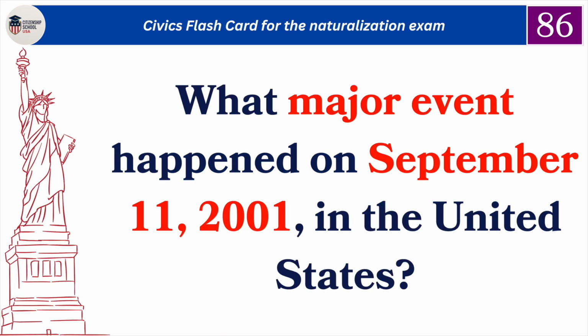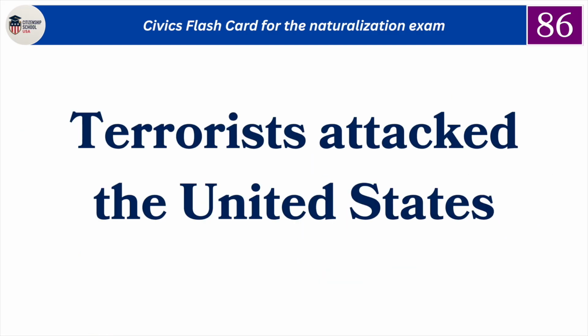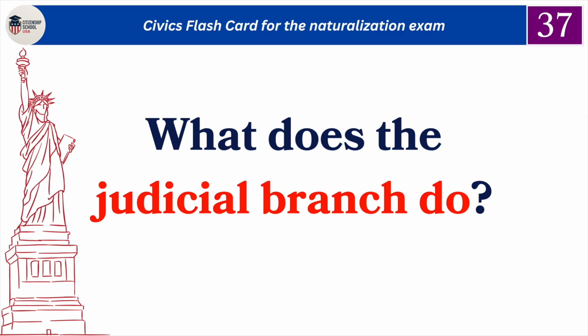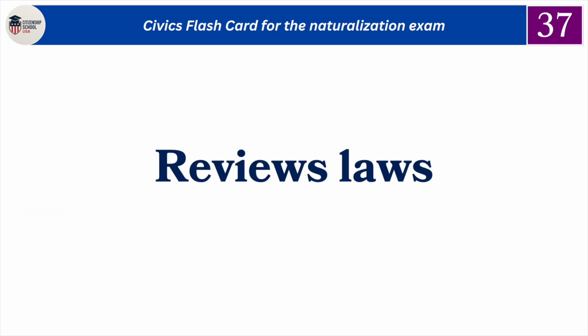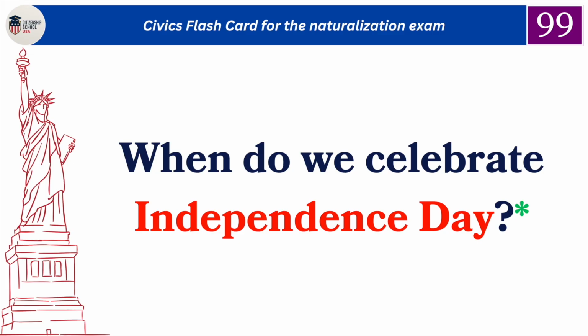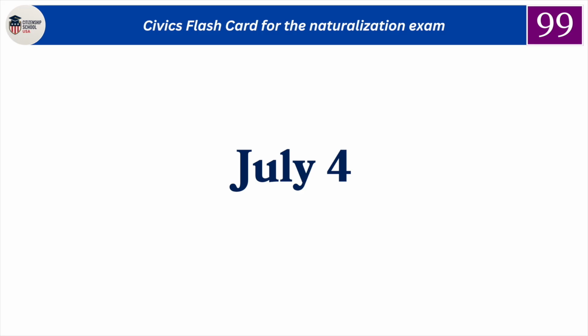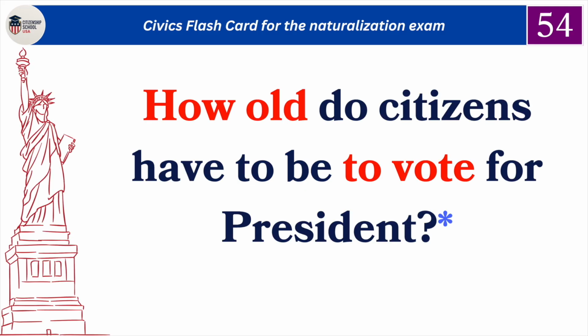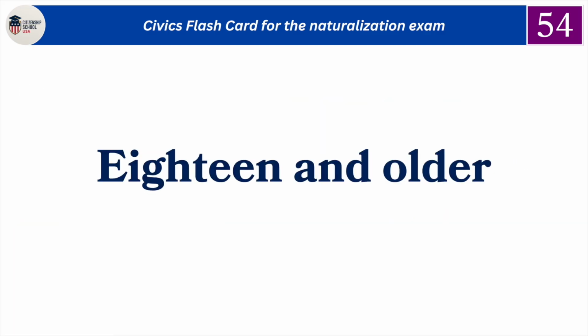What major event happened on September 11, 2001 in the United States? Terrorists attacked the United States. What does the judicial branch do? Reviews laws. When do we celebrate Independence Day? July 4. How old do citizens have to be to vote for president? 18 and older.